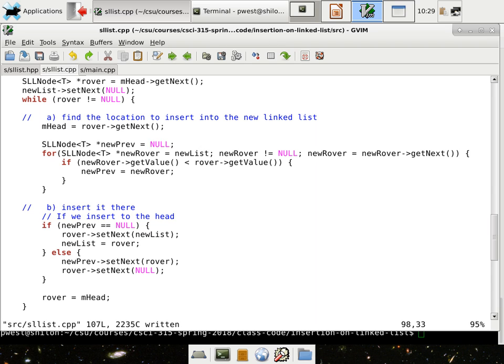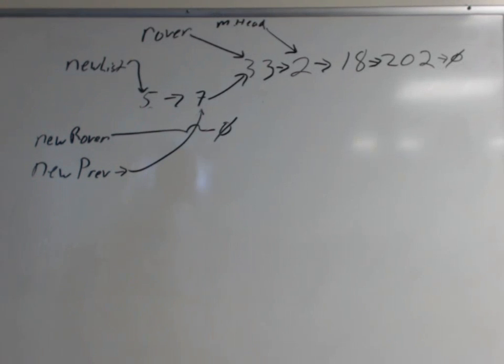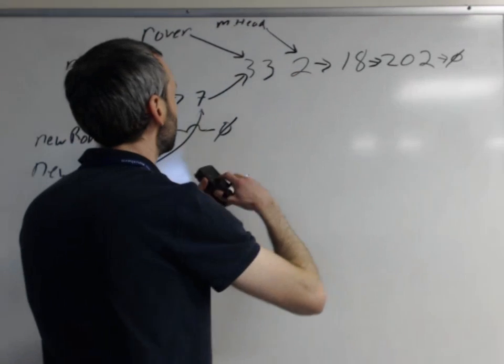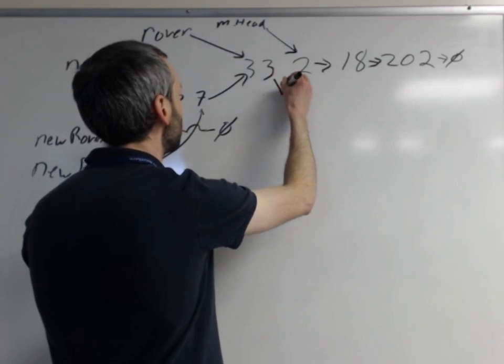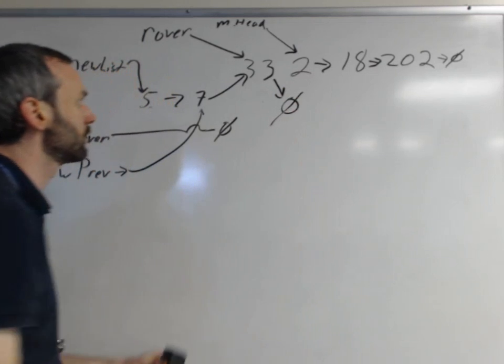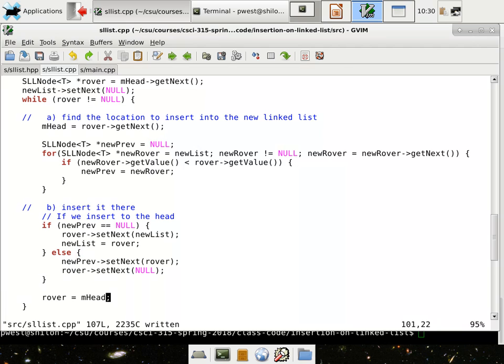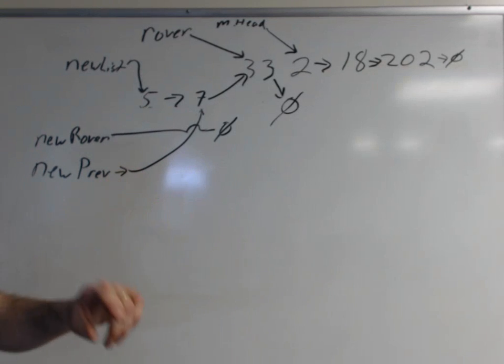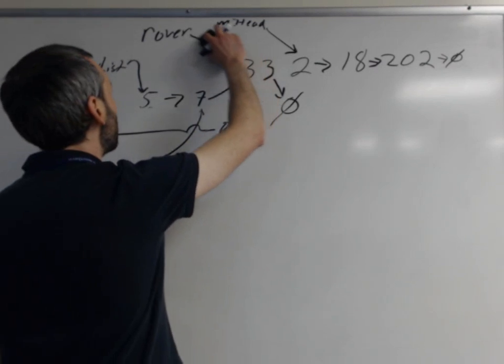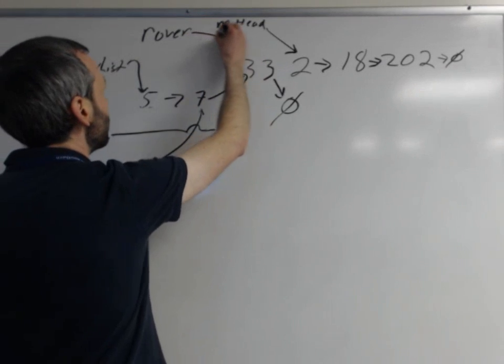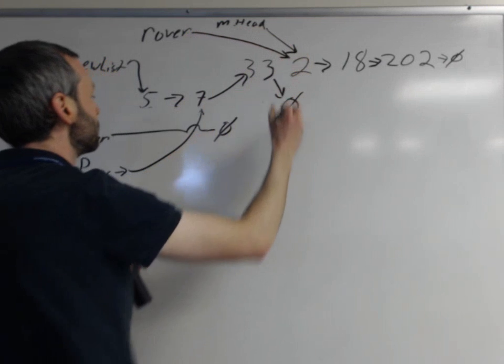We're good so far with the example on the board, but we'll keep going. So set next is to null. On the board, that means we're going to take this 33. It now goes to null. And then at the very end of this loop, we have rover equal mhead. Mhead was always pointing to that 2. So now rover is going to go and point to the 2.